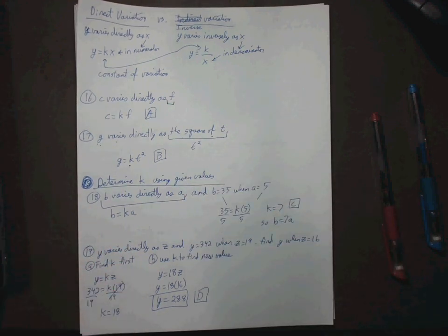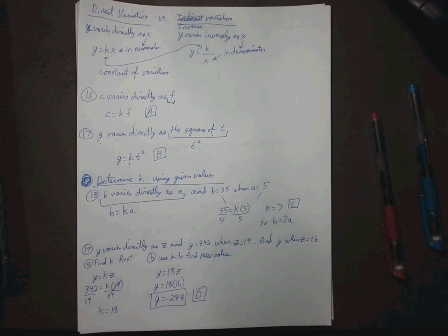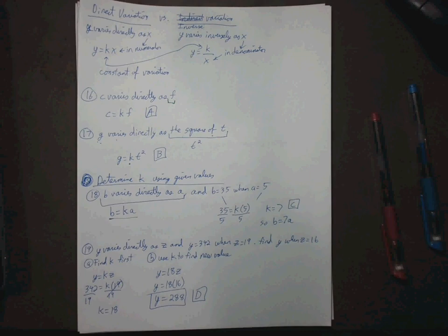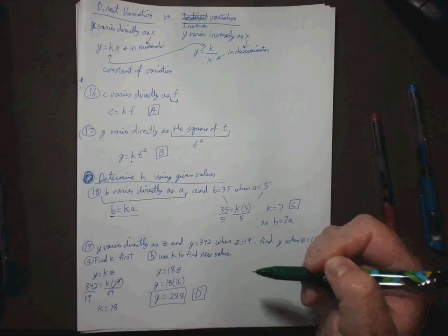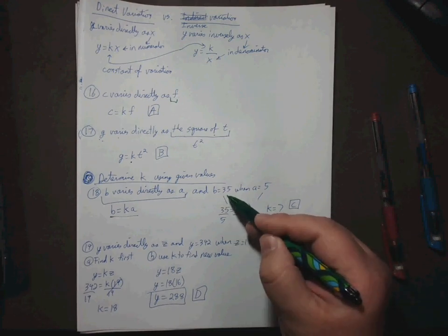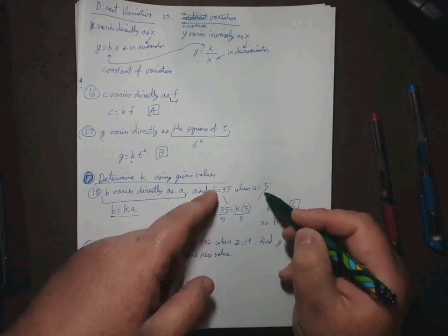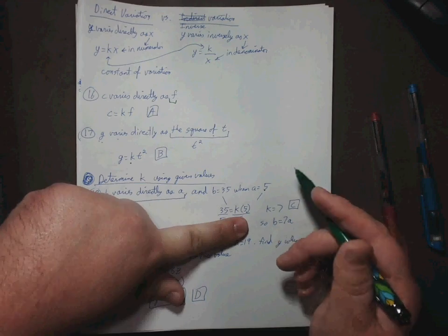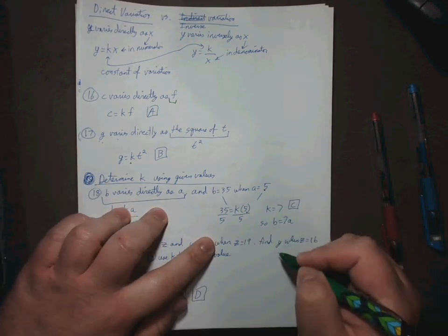Alright? Now, given values, you can determine what k is. Okay? So for instance, number 18, B varies directly as A. So right off the bat, we can write our formula here. B varies directly as A, so A is in the numerator. And when B is 35, A is 5, okay? So if I plug those two numbers into this formula, I can solve for k. So that was what we had there. All right. So then I divide both sides by 5 and I get k equals 7.